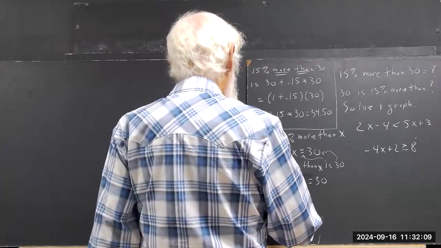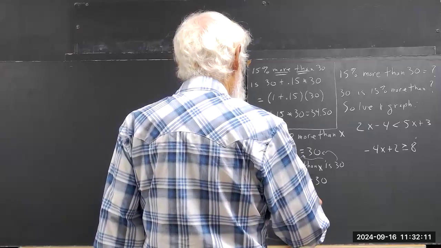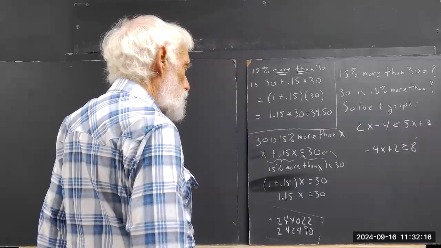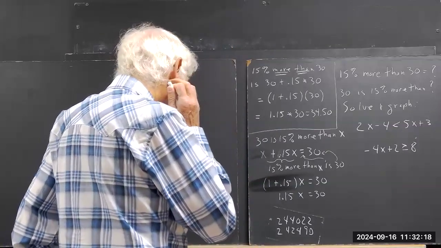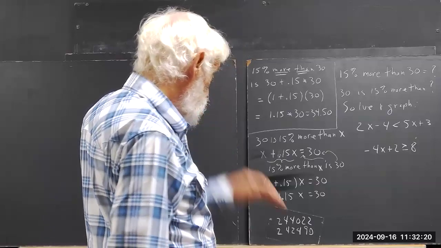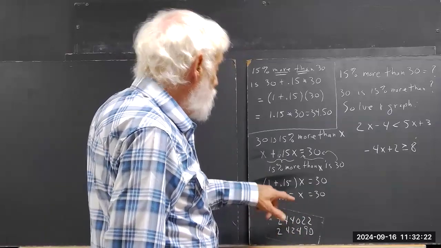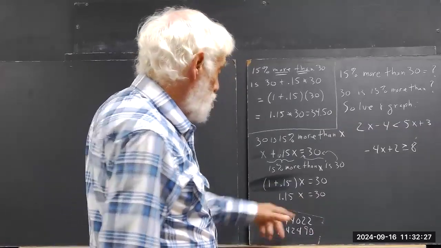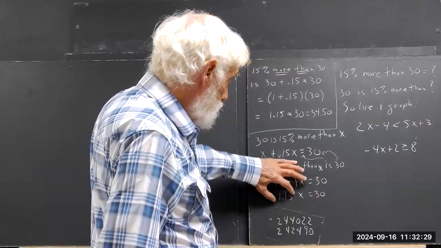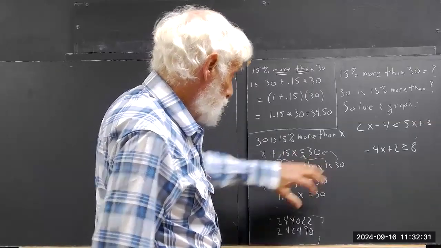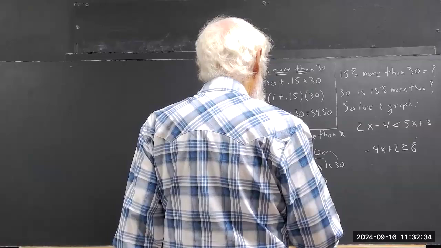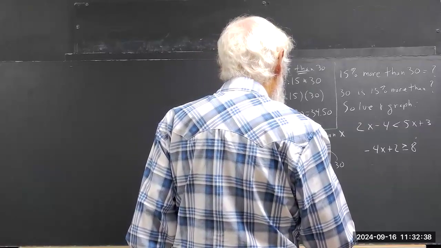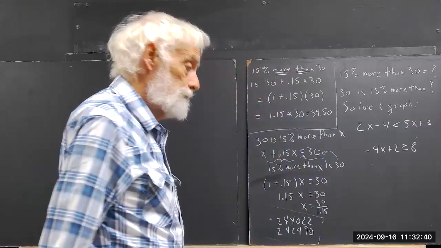So 1.15X is 30. At this stage, I really want you to be in the habit of writing out steps, but I did leave myself room. You would divide both sides by 1.15, right? And the 1.15 you divide by here would divide into this one, leaving it X equals 30 over 1.15.